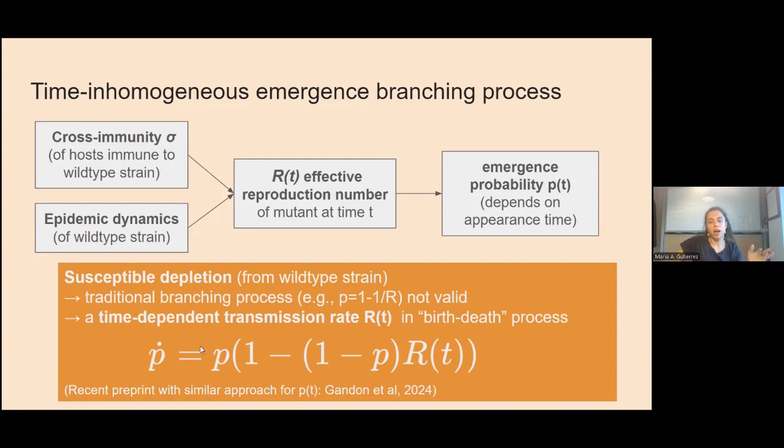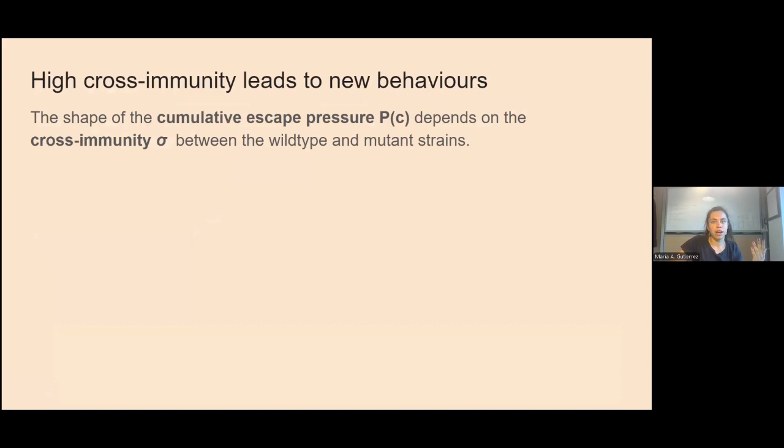And so we can find this probability analytically, although it's a bit complicated and depends on the transmission rate, or you can just solve it numerically. And then we will find that the time at which a mutant appears is really important for the probability of emergence, and that overall affects the cumulative escape pressure.